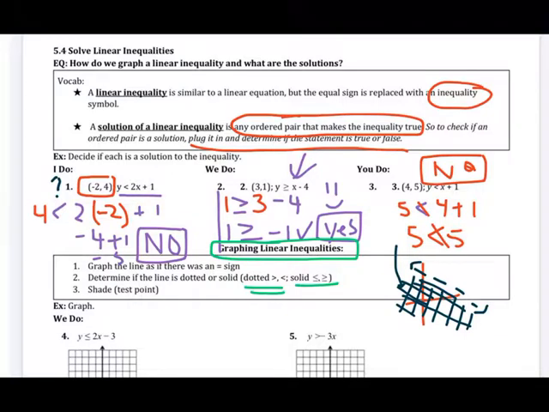So typically, if it says less than, you're going to shade below, and if it says greater than, you're going to shade above. But the easiest way to make sure you're right is just to pick a point, plug that point in, and see, is that point true? If that point is true, then it should be in the shaded area, so you should shade the side that point is on. And if that point is not true, then it should not be in the shaded area, and you should shade the other side. So let's go ahead and look at some examples.